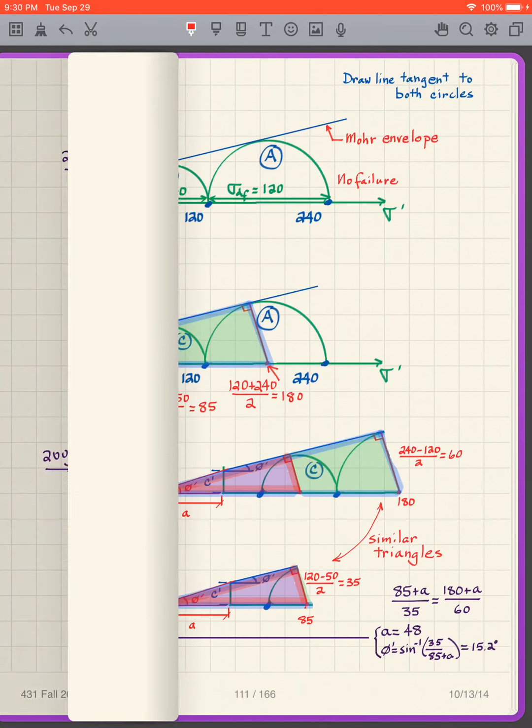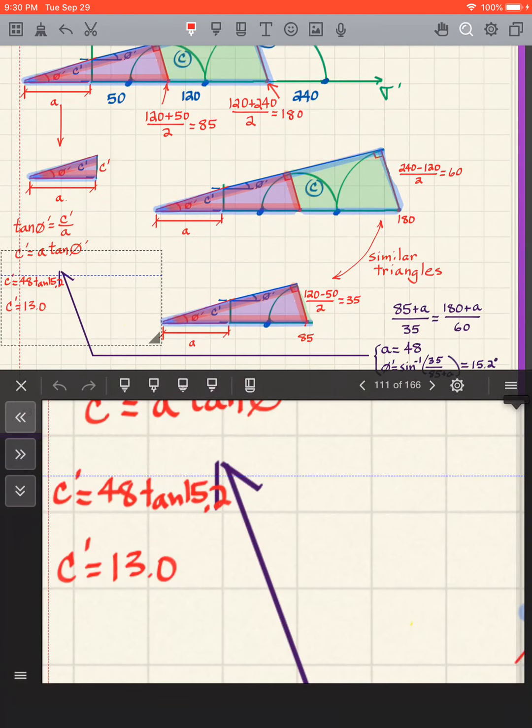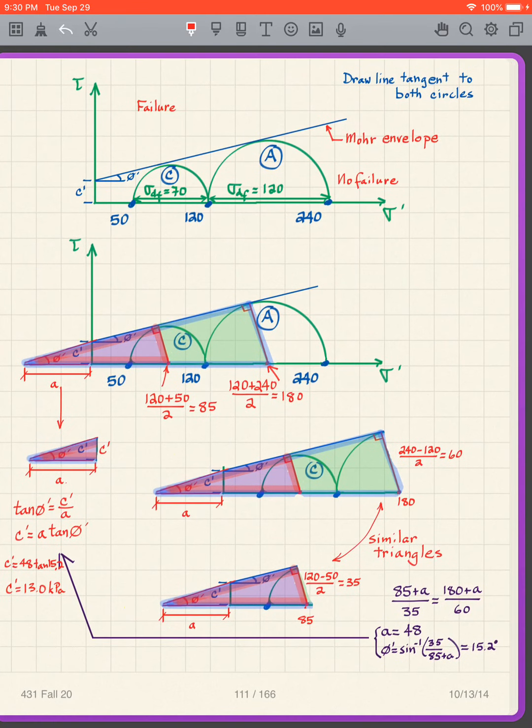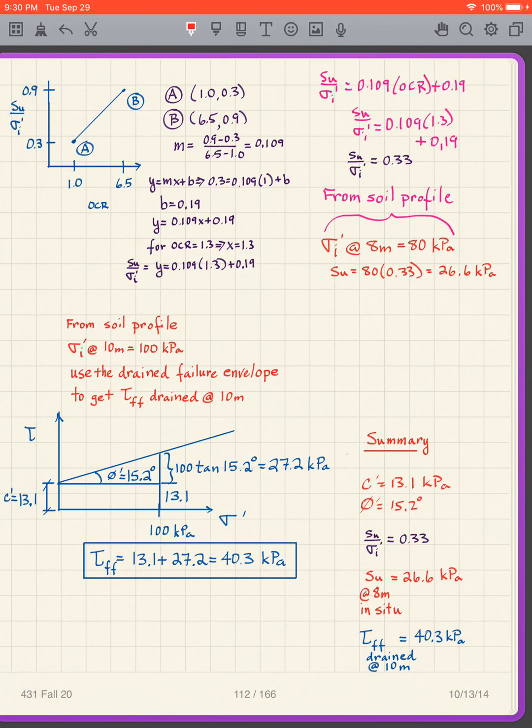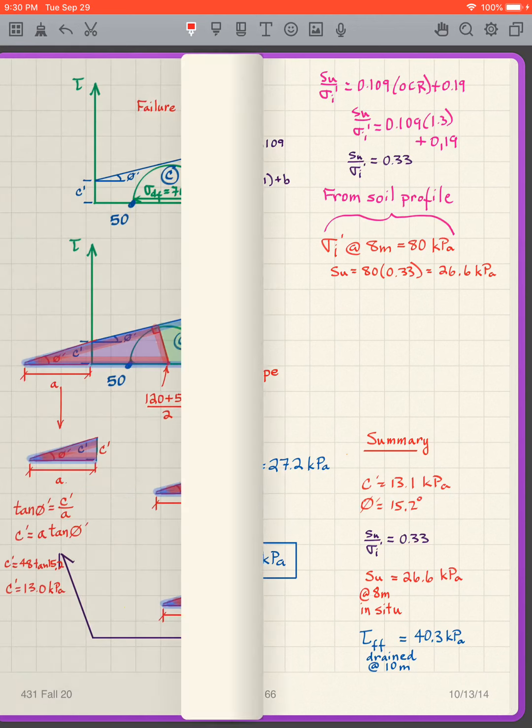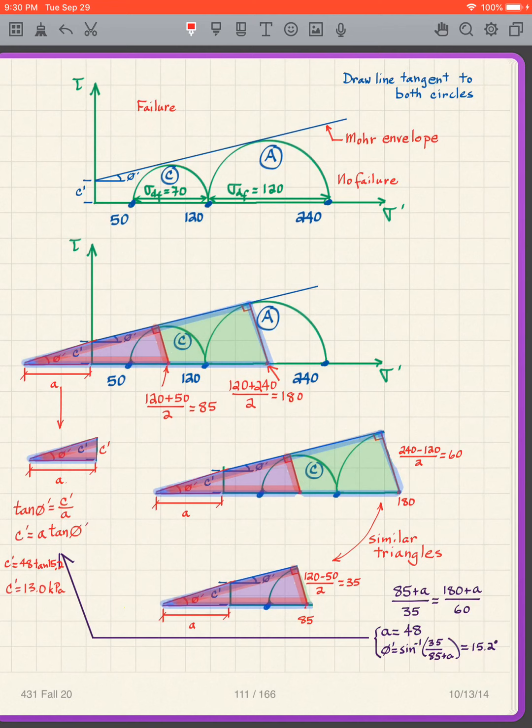So they are 13.0 kilopascals. So we have solved the drained problem, and then we can look at, so what did we want? We wanted C prime and phi prime. That's what we wanted. So, we have our C prime here. We have our phi prime there. We wanted the drained failure envelope. A lot of work to get there, but we got there.